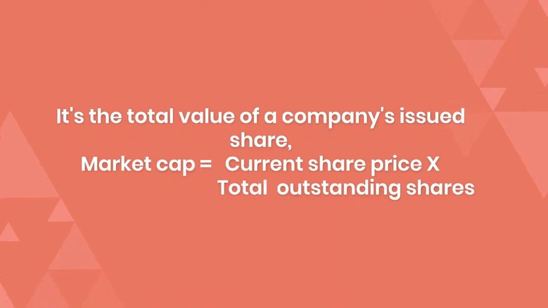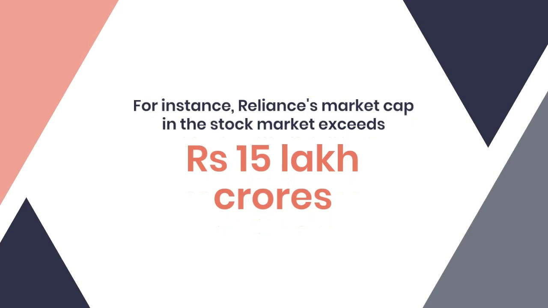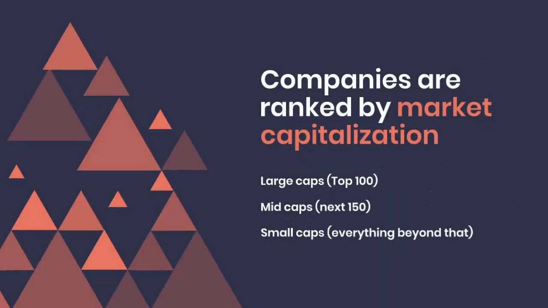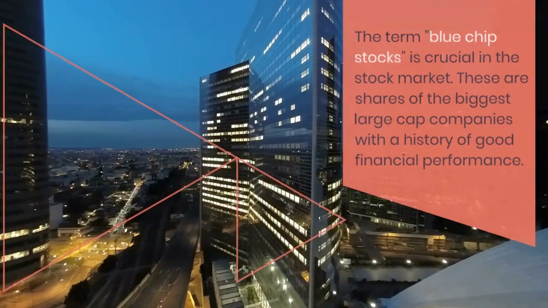It's the total value of a company's issued shares, calculated by multiplying the current share price by the total outstanding shares. For instance, Reliance's market cap in the stock market exceeds Rs 15 lakh crores. Now, based on market cap, stocks are categorized into large cap, mid cap, and small cap. Large caps are the top 100 companies, mid caps are the next 150, and small caps encompass everything beyond that.